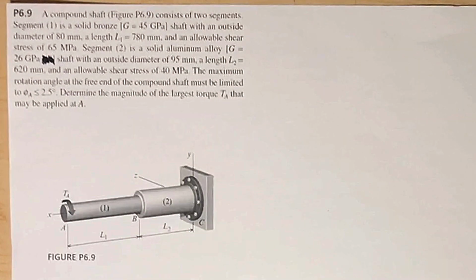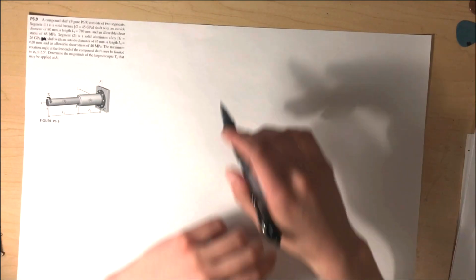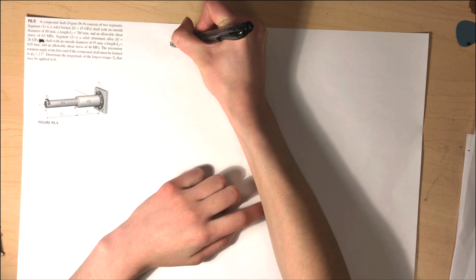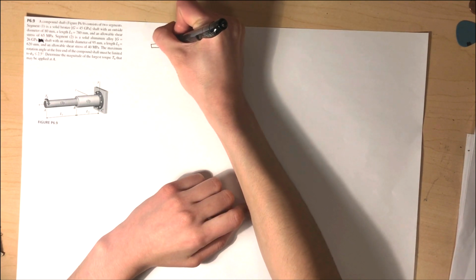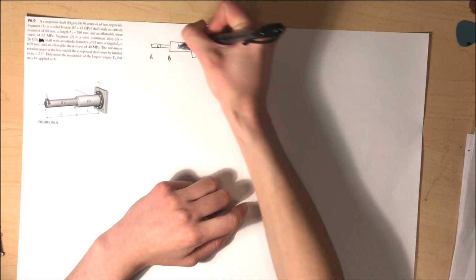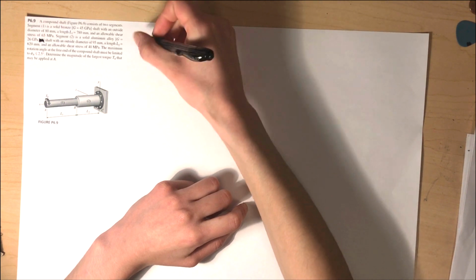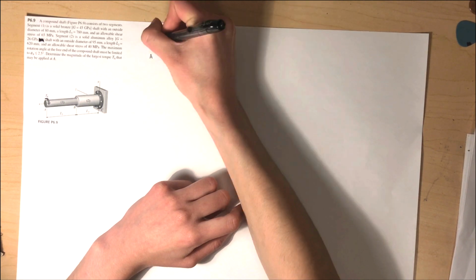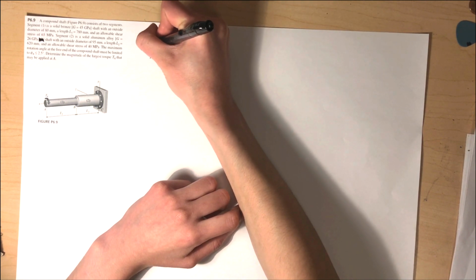The maximum rotation angle at the free end of the compound shaft must be limited to phi of A less than or equal to 2.5 degrees. Determine the magnitude of the largest torque TA that may be applied at A. So, let's take a look at what's going on in this problem. First of all, we have two members. A is the end, B is the center, and C is a rigid wall. We know L1 and L2. We know that a moment is applied to the end.